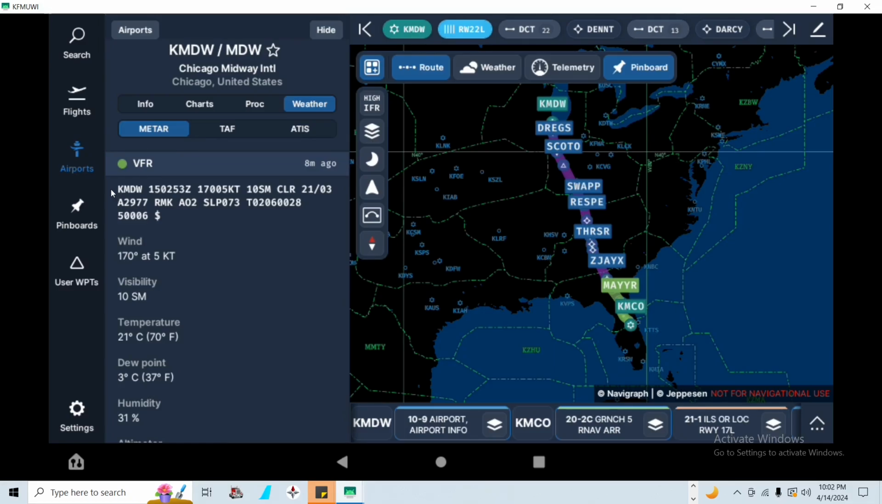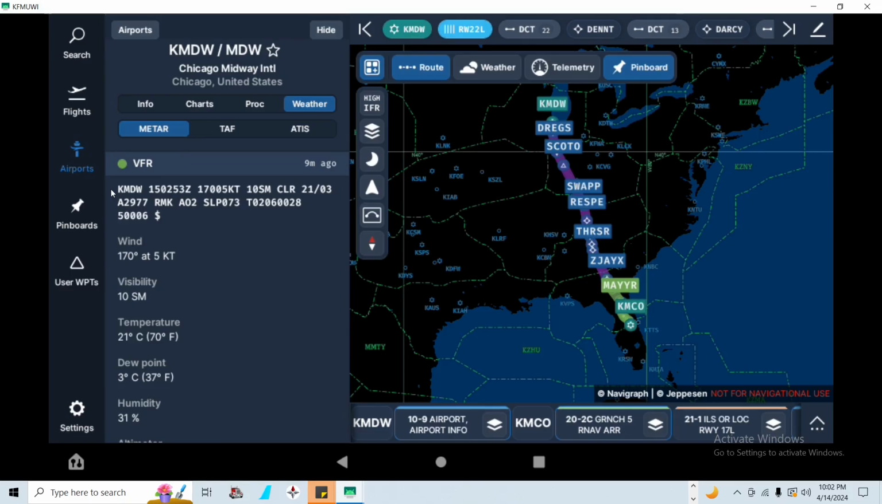Next, it's going to give us our altimeter again, which is 2977. And then after that, it's going to give us those remarks again: the AO2 and the SLP073. The AO2 is telling us that that airfield is capable of determining the difference between the precipitation that is falling. The SLP073 is the sea level pressure.